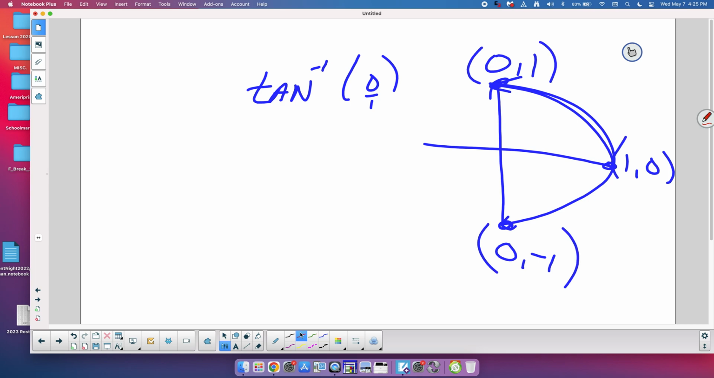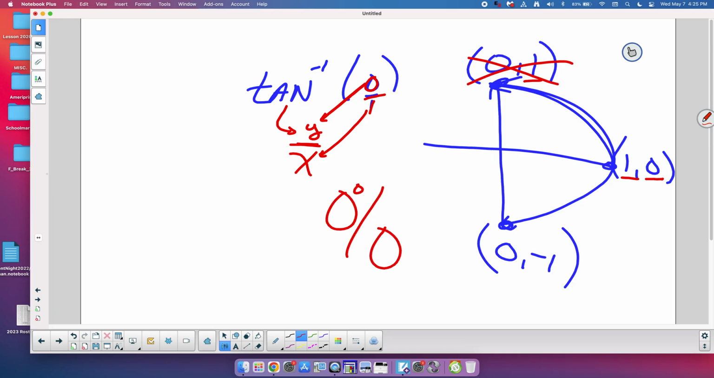Okay, all right, ready? Here's the problem. You got to get this. Tangent is really just y over x. So you need the y value to be 0. You need the x value to be 1. Okay, looking over here, y is 1. I want y to be 0. This is not it. Here, y is 0. That's what I wanted. Okay, x is 1. That's what I wanted. Yes. The answer is 0 degrees or what? 0 radians. All right, good enough.